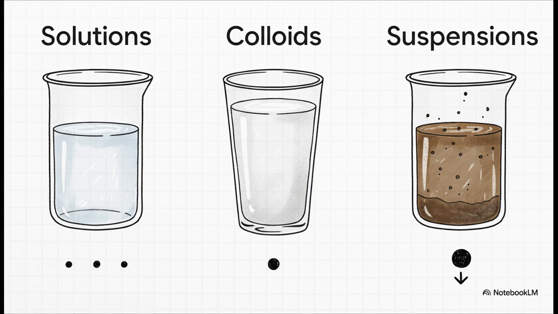Then you have colloids. This is the fascinating middle ground. The particles are bigger, which makes the mixture cloudy, but they're still light enough that they don't sink. Milk is our poster child here. And finally, you have suspensions. Here, the particles are big, they're heavy, and they're just waiting to give in to gravity and sink right to the bottom, like muddy water.